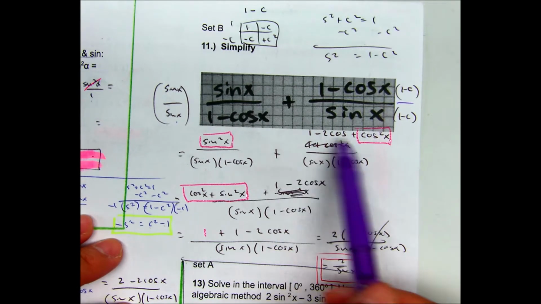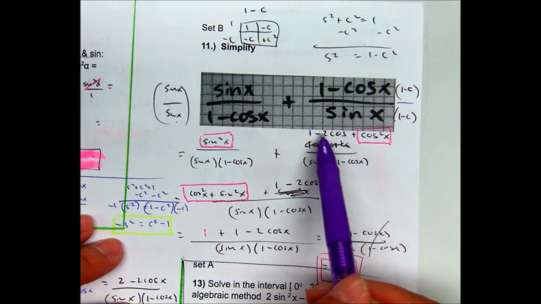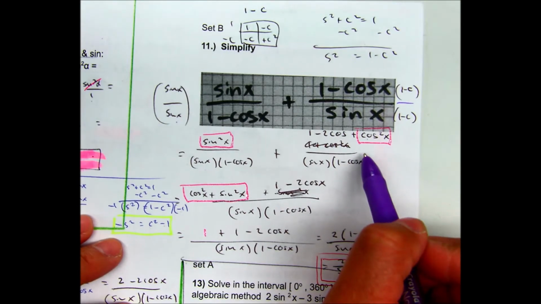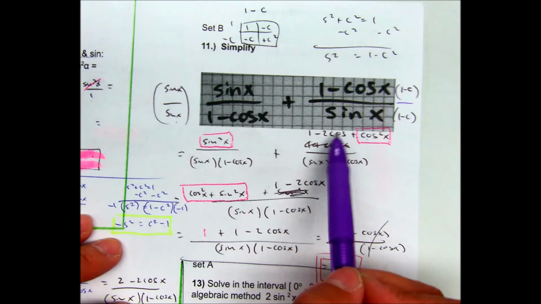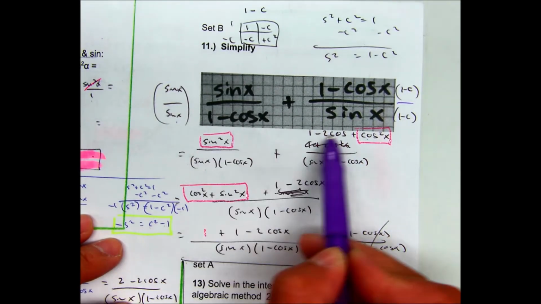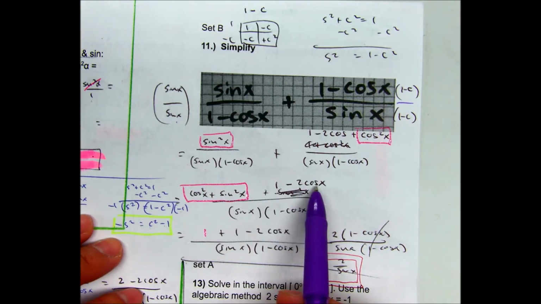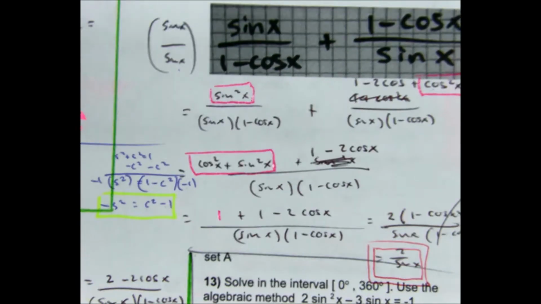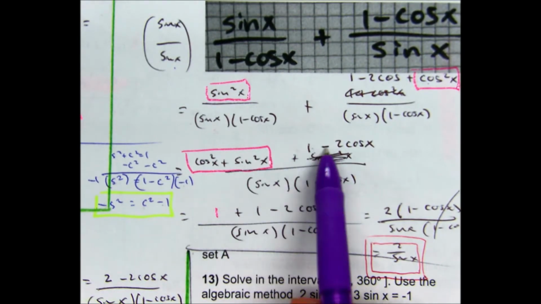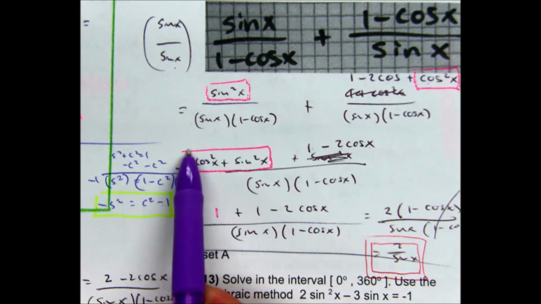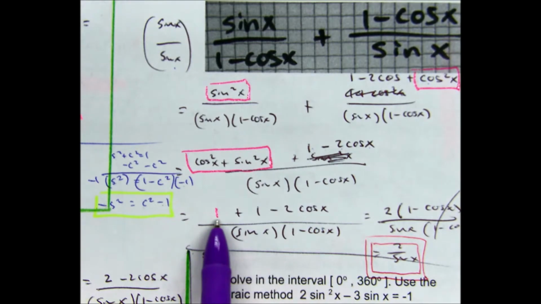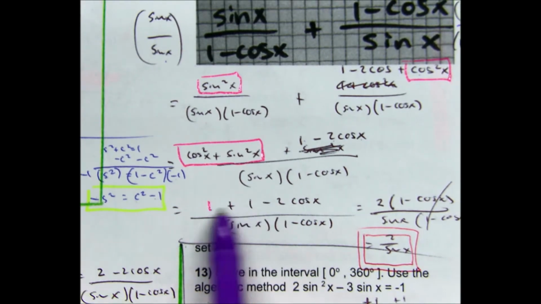Now, I highlighted this one in pink. And why did I do that? Because now that you have a common denominator, I can add all of this in the numerator. And that's my work right here. Zoom in a little bit. So now I have cosine squared x plus sine squared x plus 1 minus 2 cosine x. Cosine squared x plus sine squared x is a Pythagorean identity. That turns into 1. I added these ones, so that becomes 2.